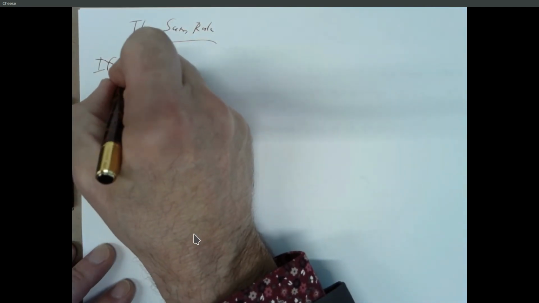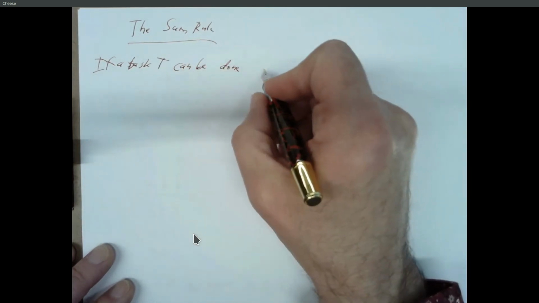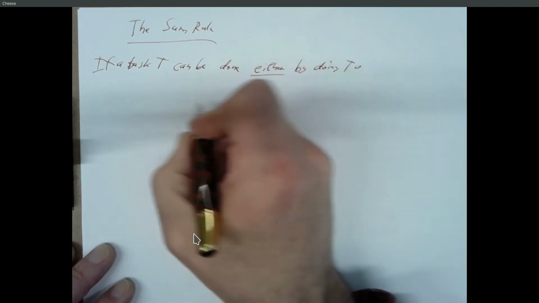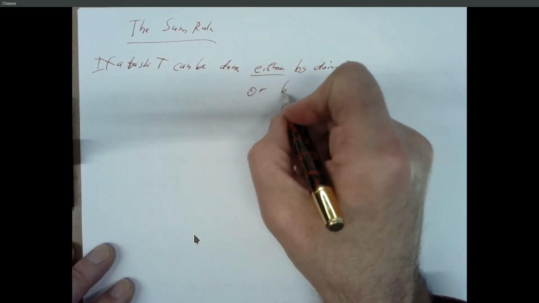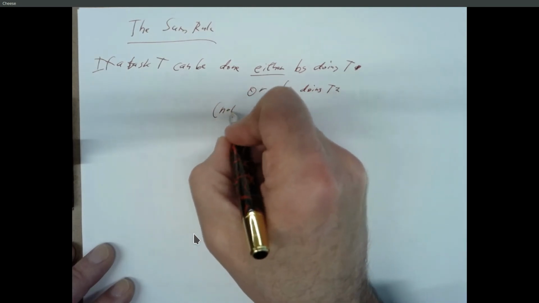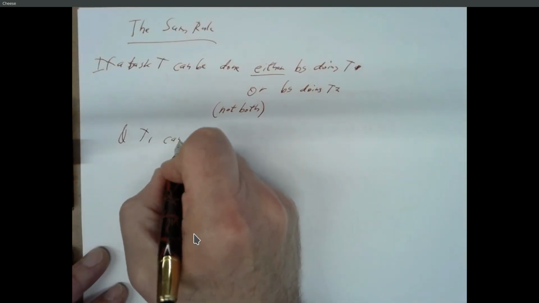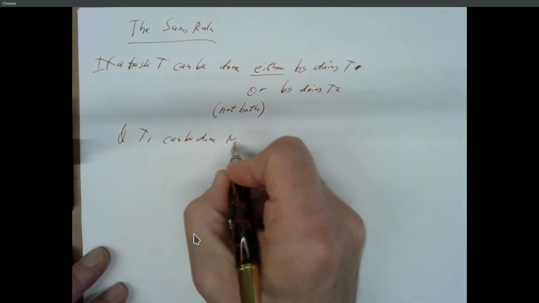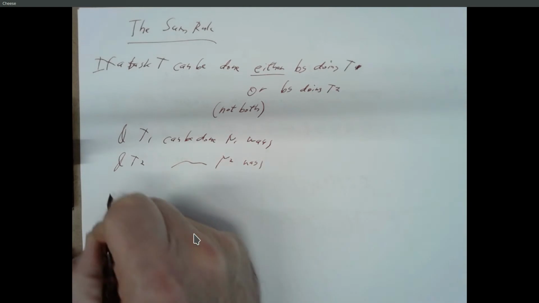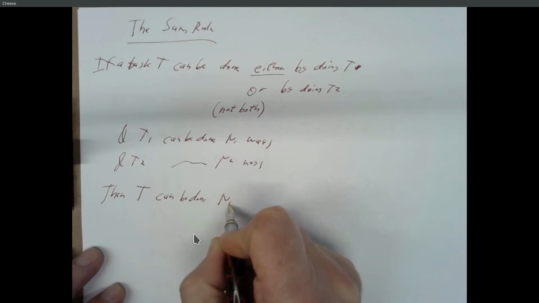So if a task T can be done either by doing T1 or by doing T2, not both, and T1 can be done n1 ways, and T2 can be done n2 ways, then T can be done n1 plus n2 ways.